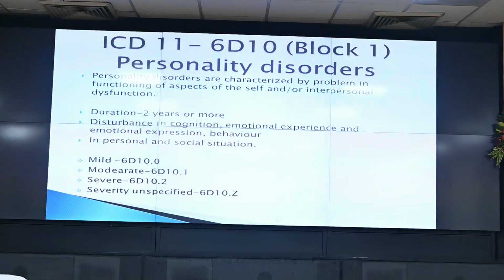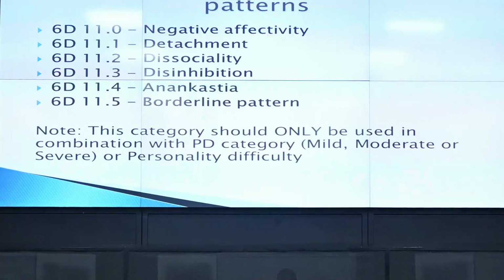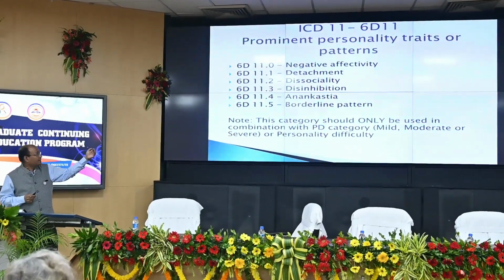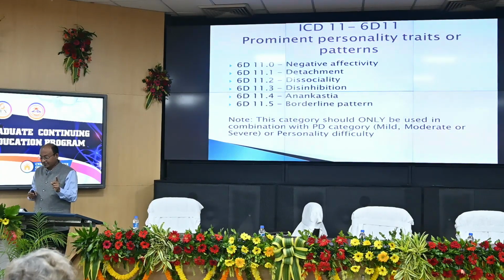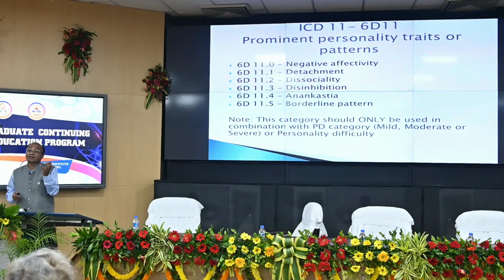So ICD-11 has given it in 6D10, in block 1, page number 276. In the draft there were actually only 2 or 3 pages before. Only 5 were there. First is negative affectivity, that is again code number 6D11. Then disinhibition, anancastia, and the borderline specifier was added, the borderline pattern. Note, again very, very important, this category should only be used in combination with a PD category, mild, moderate or severe, or personality difficulty. That is a new term that has come.